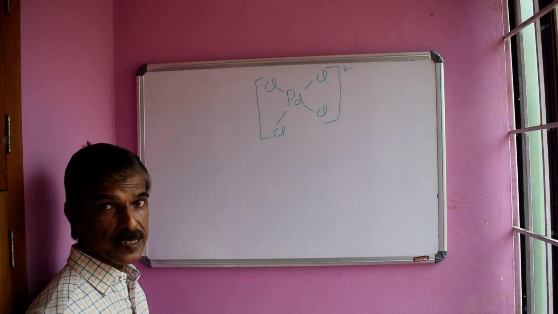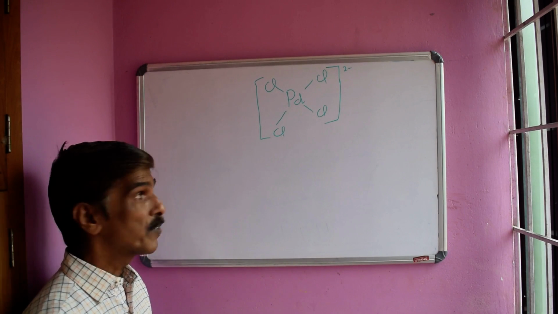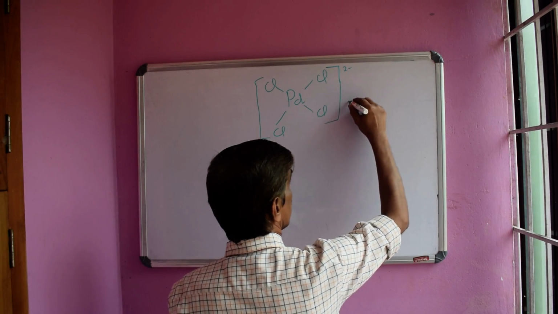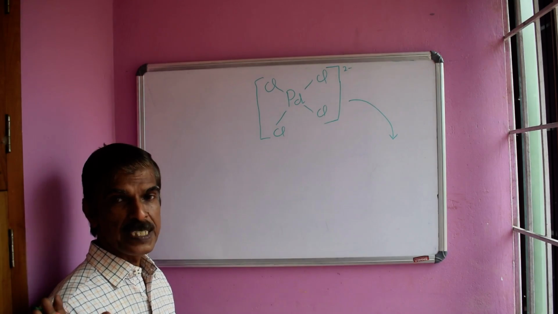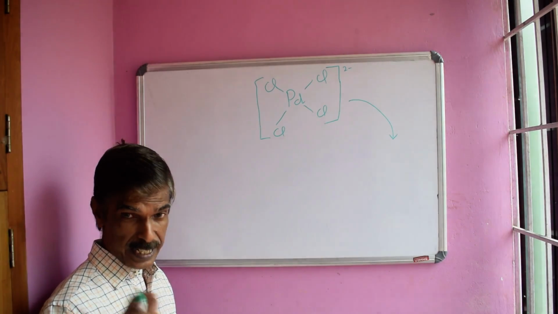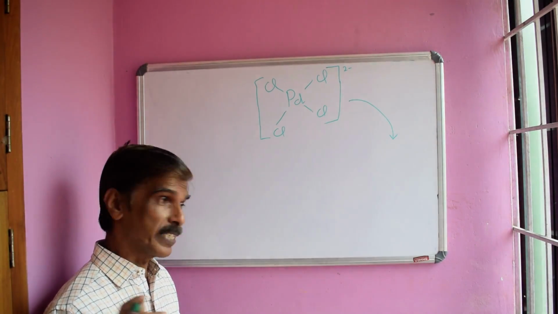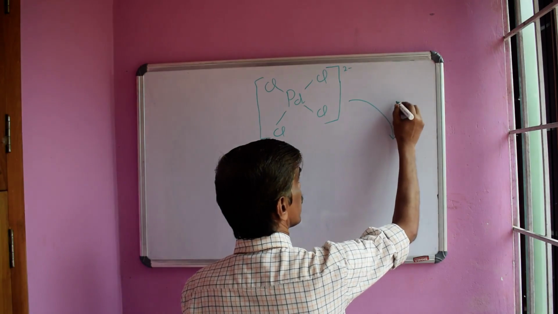PdCl4 2 minus. The first step is of course a ligand substitution reaction, that is, one of the chlorides being substituted by the reactant, the olefin, that is ethene or ethylene. You can write it like this.